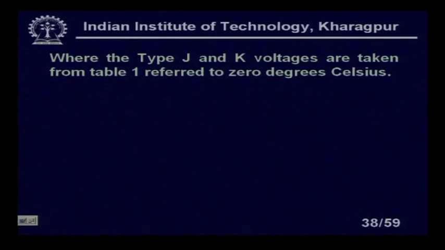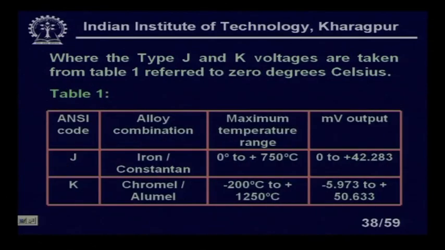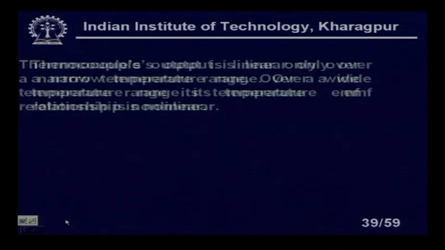All the tables are available. For reference I am giving this table. Okay, so it is J and K. J is the iron constantan and K is the chromel alumel. These are the most widely used thermocouples in industry. So, the maximum temperature range is 0 degree to 750 degree centigrade. Within that range I am getting 0 to 42.283 millivolt, and in this case 5.973 to 50.633 millivolt, right. So, this is the voltage swing I am getting.